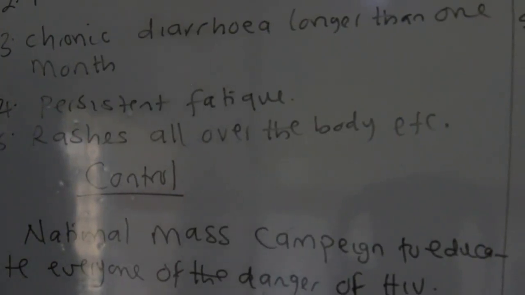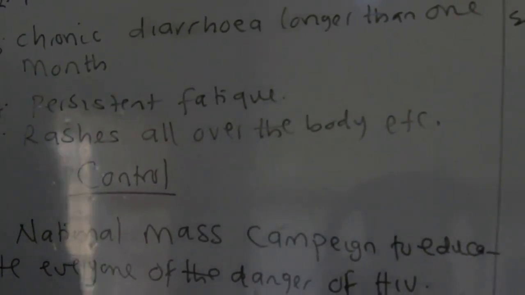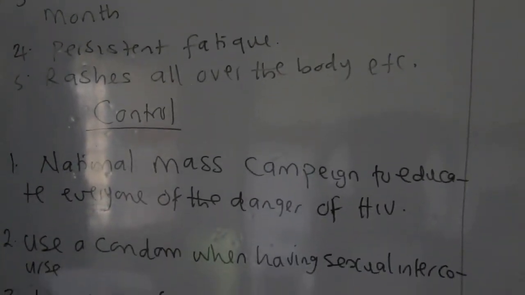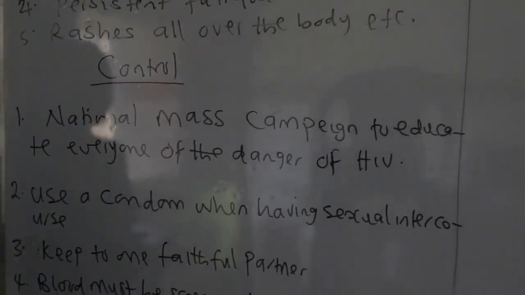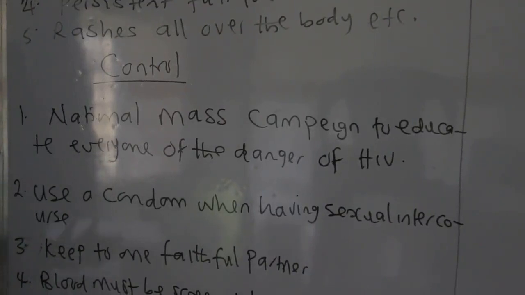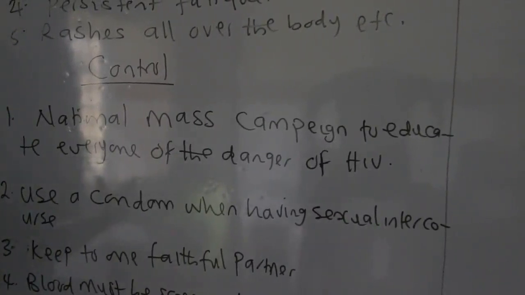Then the next one is how do we control the disease AIDS that is caused by the human immunodeficiency virus. Number 1 is a national mass campaign to educate everyone of the danger of HIV. People need to be enlightened. They need to know how this disease is transmitted from an unhealthy person to a healthy person. So we need to carry out a mass campaign to educate people on how this virus is gotten, how it spreads, and how it can be controlled.